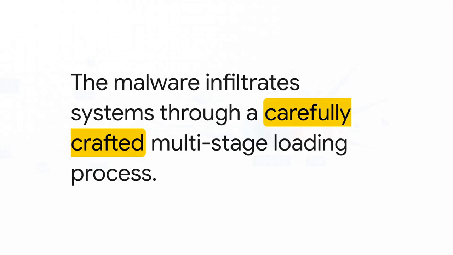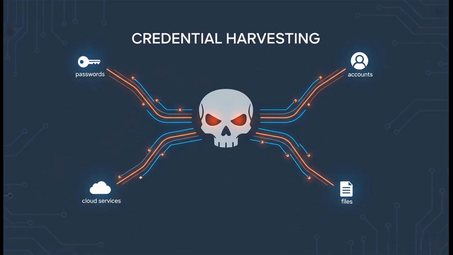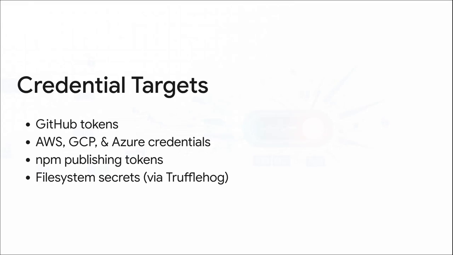So, how does this thing actually get in? Well, it uses a really clever multi-stage process. It starts with a pre-install script that looks totally harmless, but really, it's executing the hidden payload. And once it's inside your system, its first job is to go after your most valuable secrets. It targets everything: GitHub tokens, cloud credentials. It even digs through your file system for secrets.